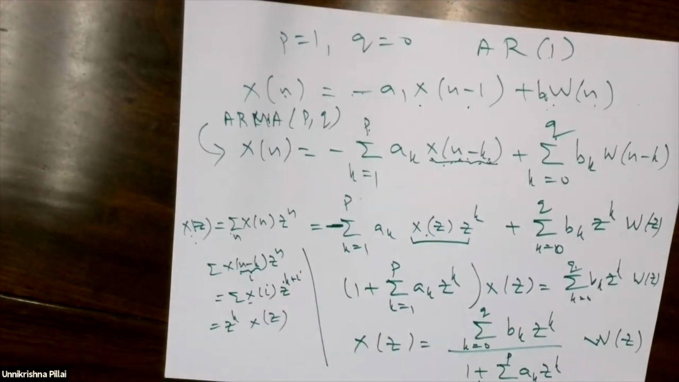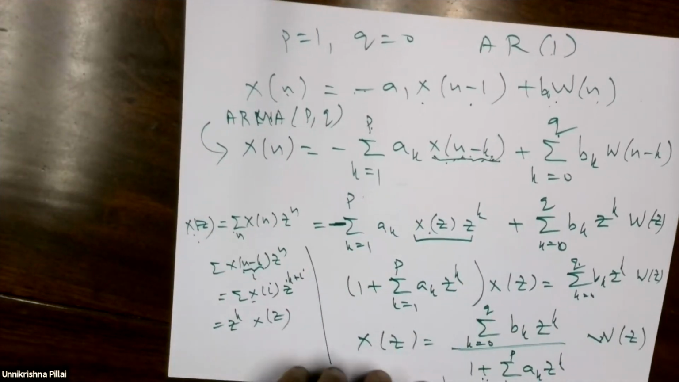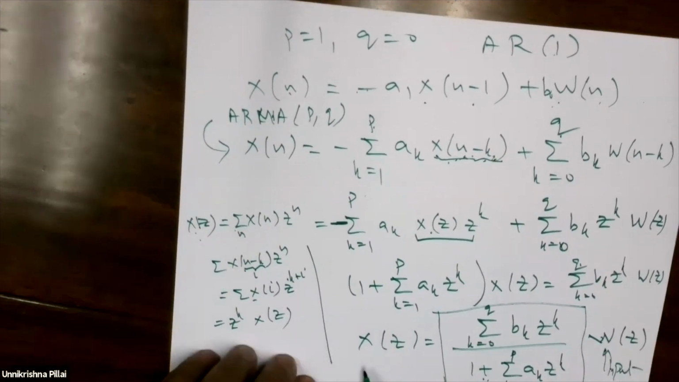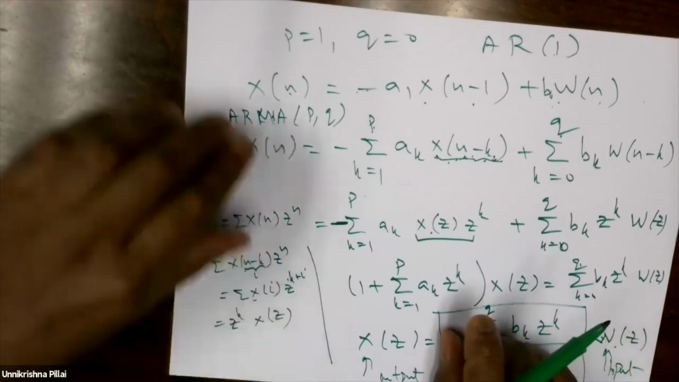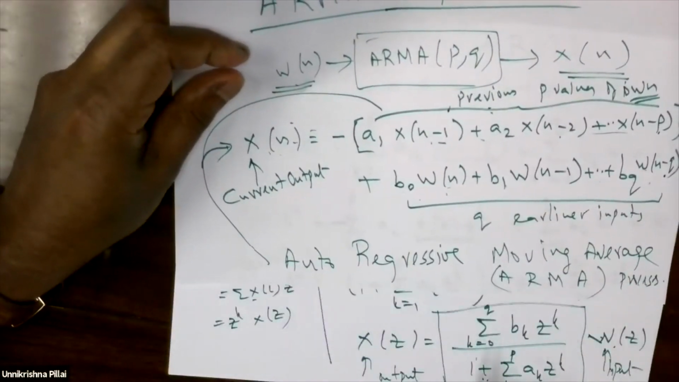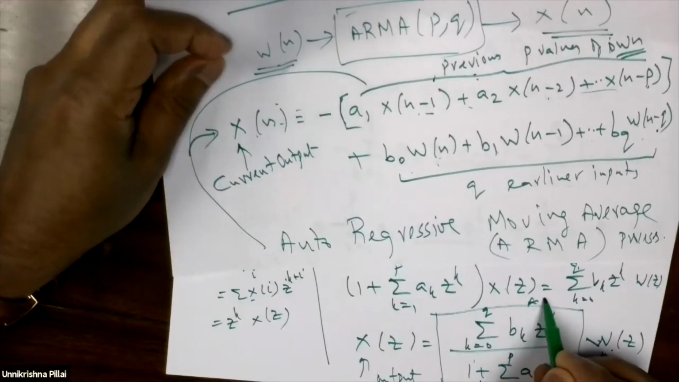So those of you who know a little bit of systems, you can see this is the transfer function, and this is the input, and this is the output. So the output transform is the input transform multiplied by the transfer function. So this ARMA(p,q) system is this transfer function. I'm going to call this H of z.